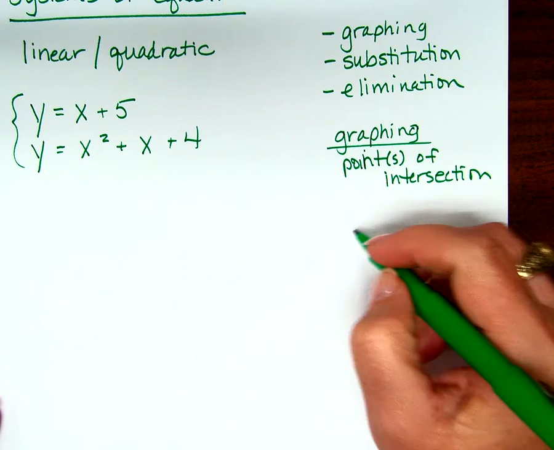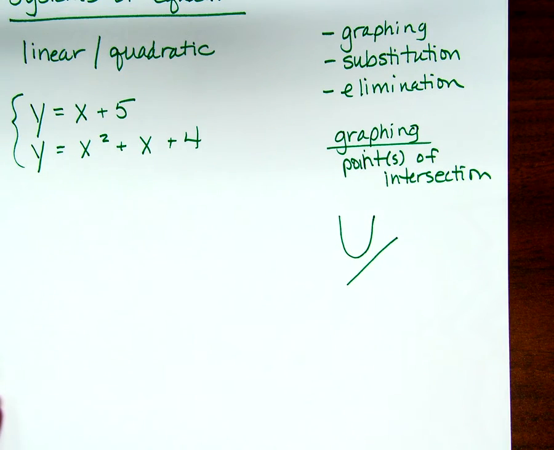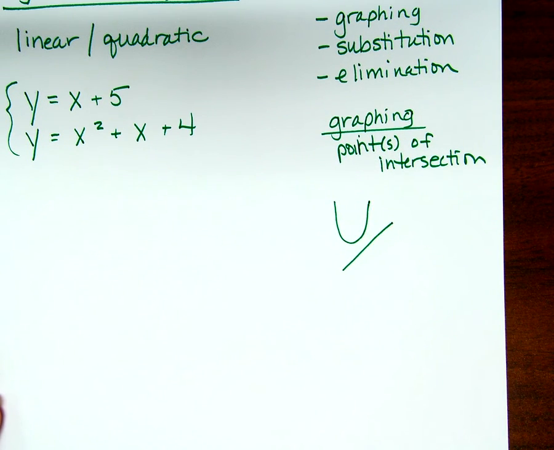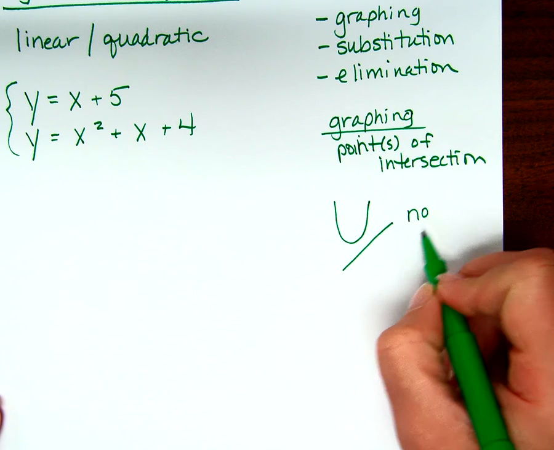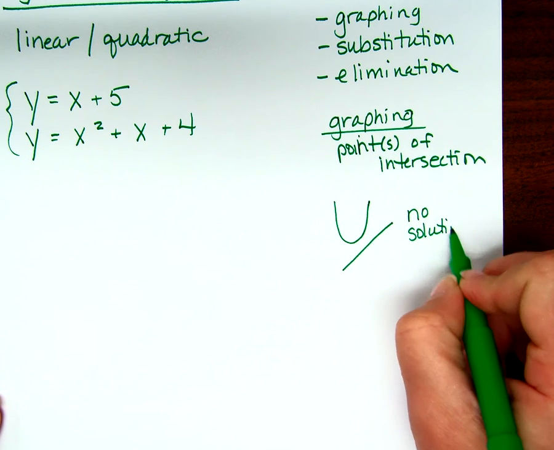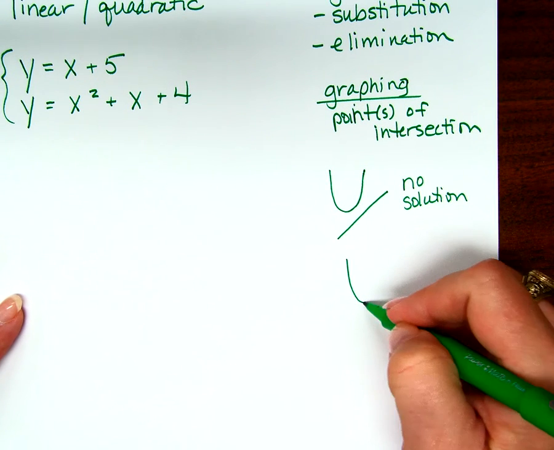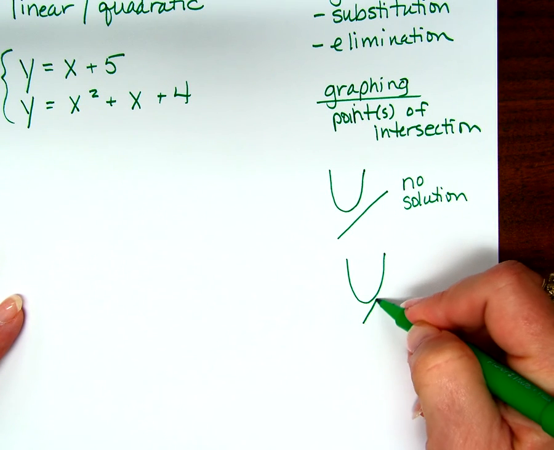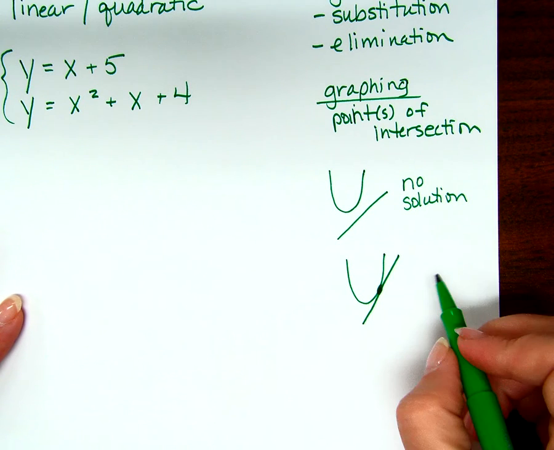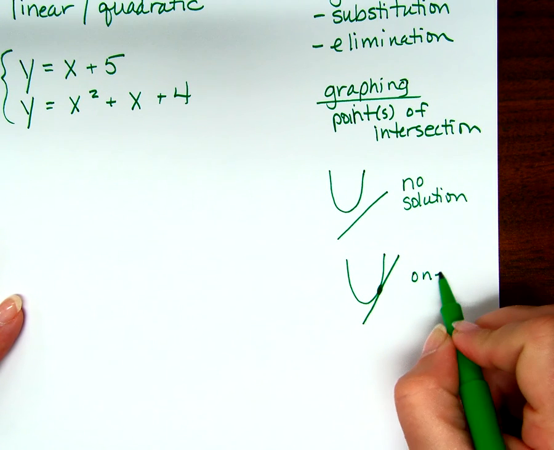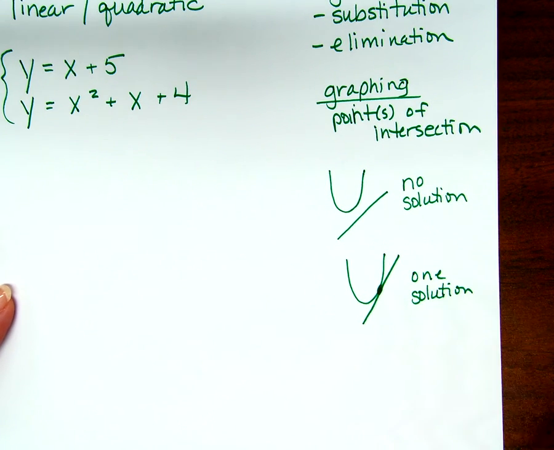For example, if I have a line and a parabola, and it looks like that, what does that mean? No solution. And why? Because they don't cross. Okay? If we have a parabola and a line like that, what does that mean? One solution, because it crosses in one place.